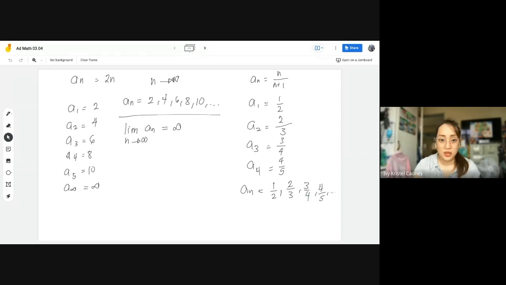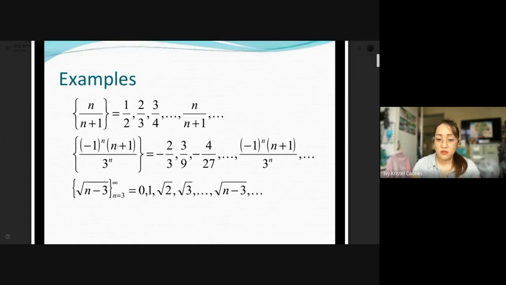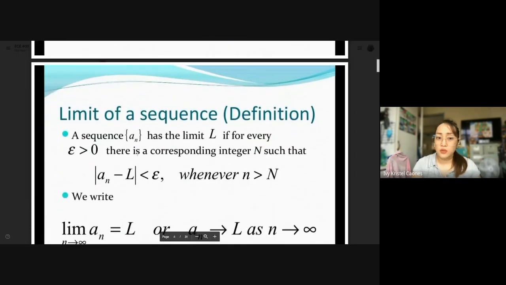That means there are more terms that follow until it approaches infinity. In terms of sequence, you will substitute the values of n, so you will get these values. Now, in a sequence, there is a limit.